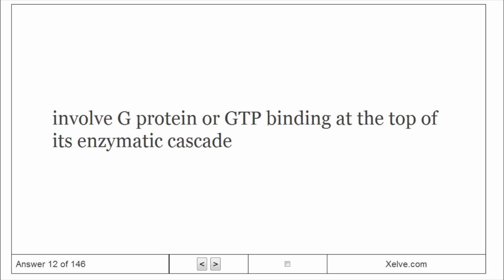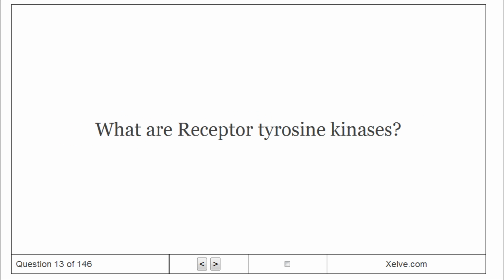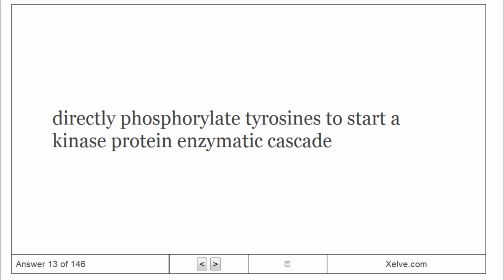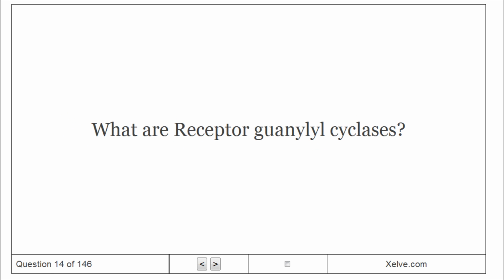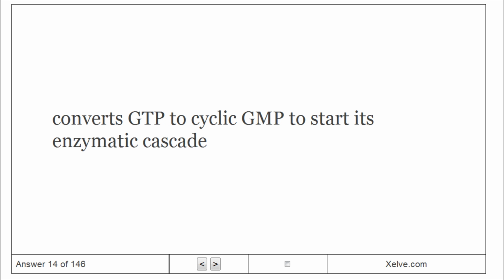What are G-protein-coupled receptors? They involve G-protein or GTP binding at the top of their enzymatic cascade. What are receptor tyrosine kinases? They directly phosphorylate tyrosines to start a kinase protein enzymatic cascade. What are receptor guanylyl cyclases? They convert GTP to cyclic GMP to start their enzymatic cascade.